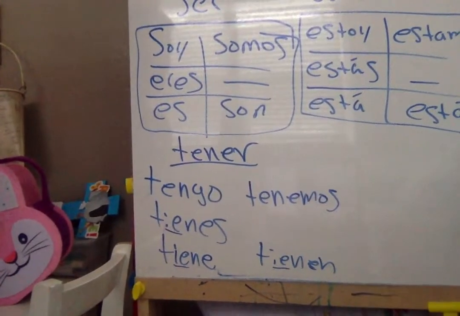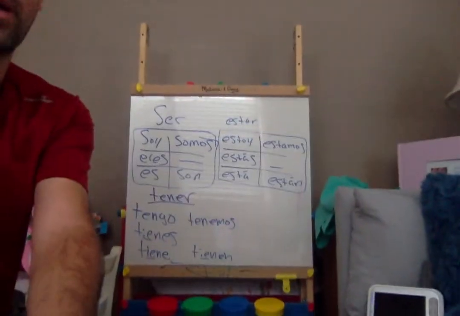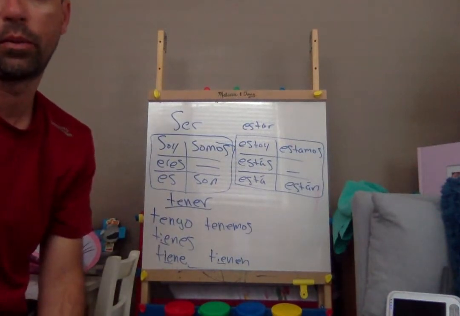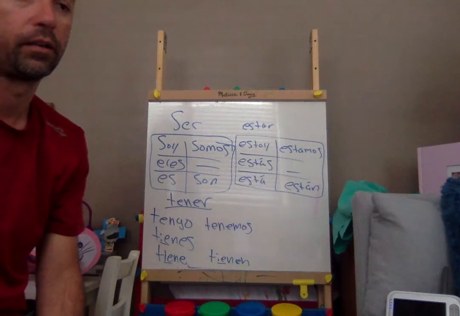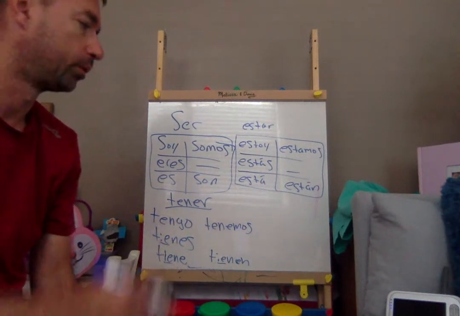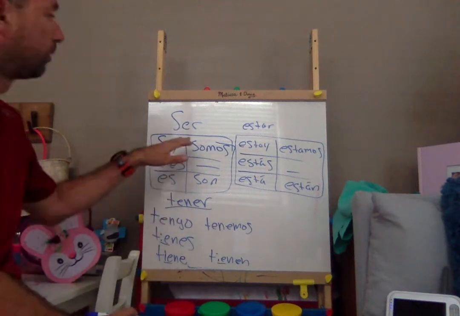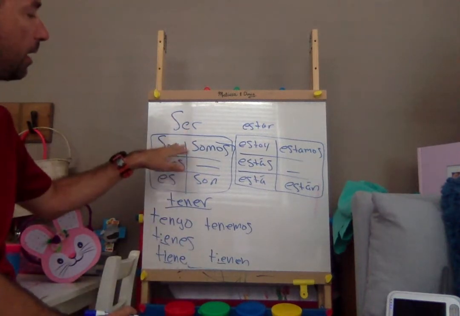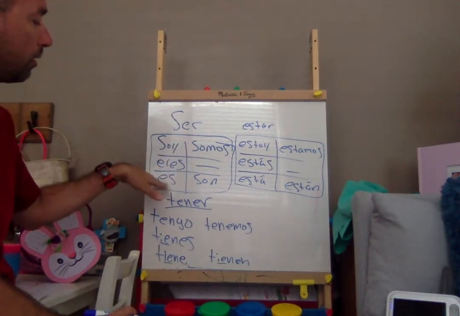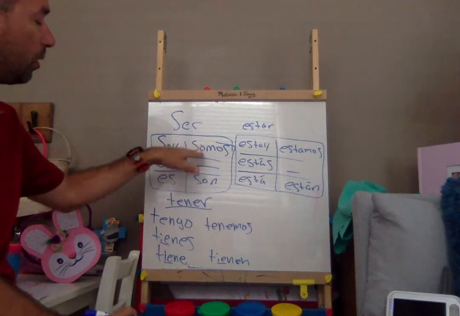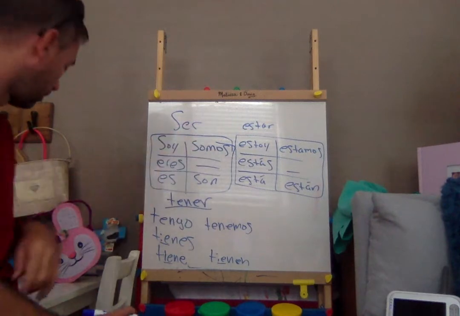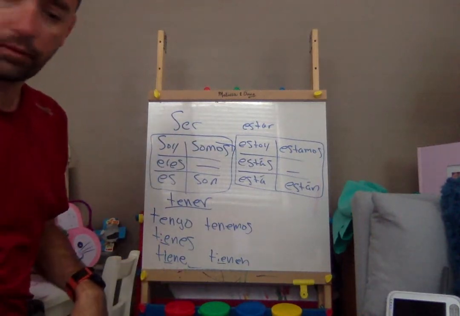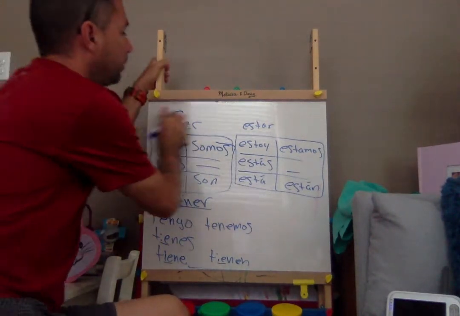Bring it back a little closer. The other ones you need to know that we're going to do as irregular are querer, and also poder. Like I put on the board, puedo usar el baño. We'll do those two next. Again, just review: to be, I am, you are, he or she is, we are, and they are. So ser and estar. Let me go ahead and erase that, and we'll do the other two irregular ones.